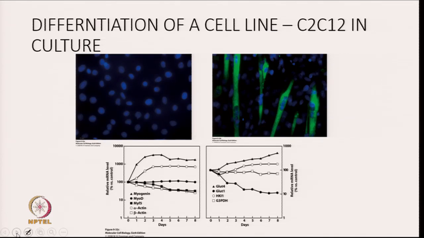This is another example where researchers looked at differentiation of the cell line C2C12 in culture. You can see the initial picture is like this, and then the differentiated cells look like this.